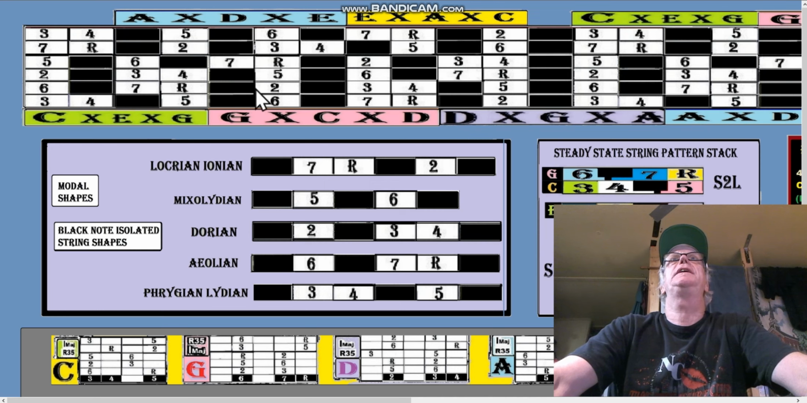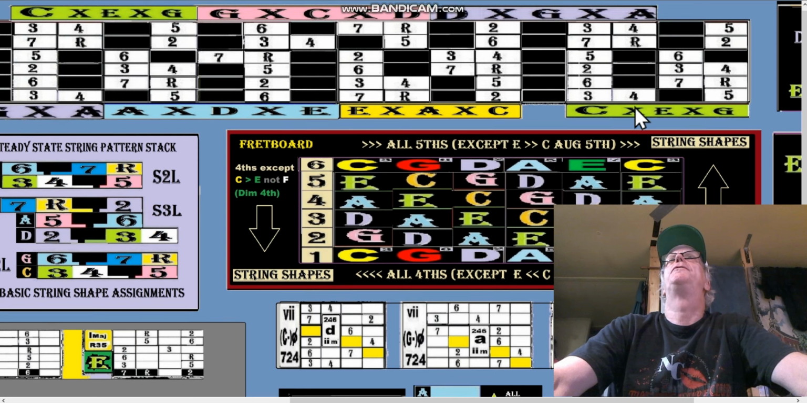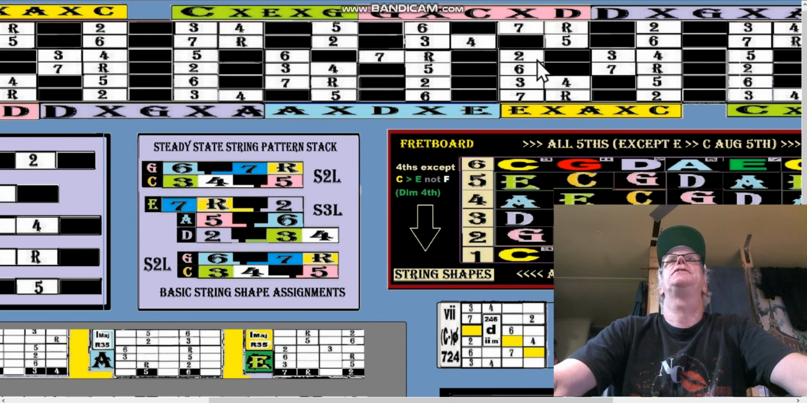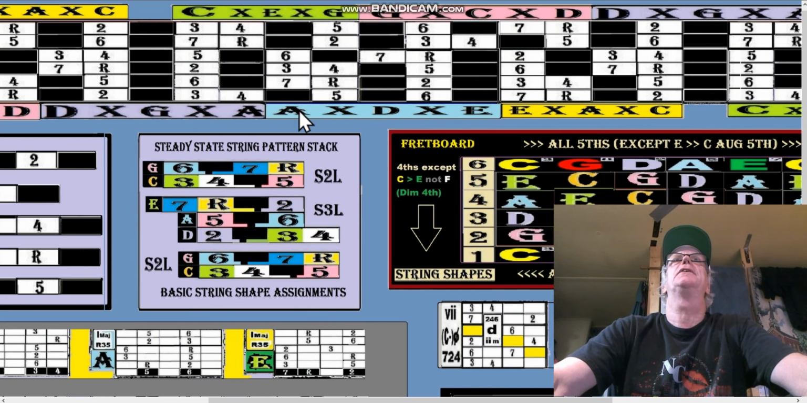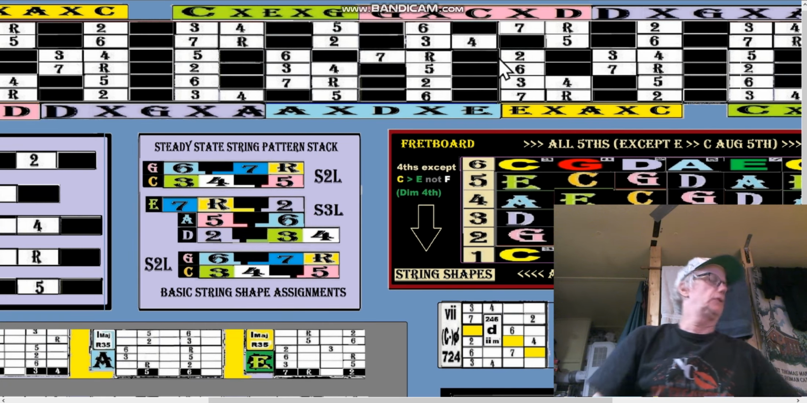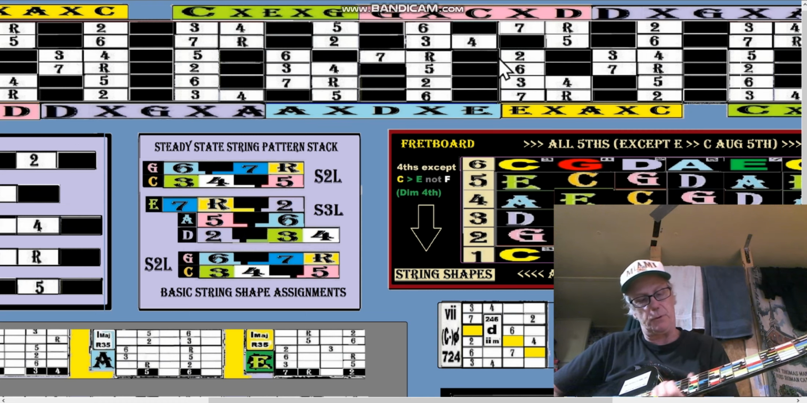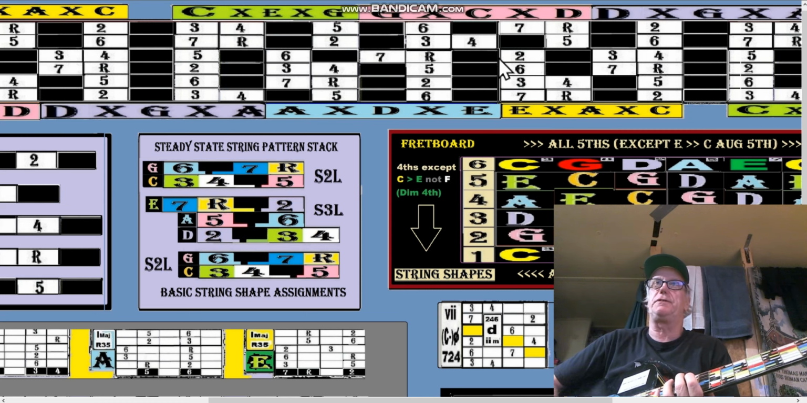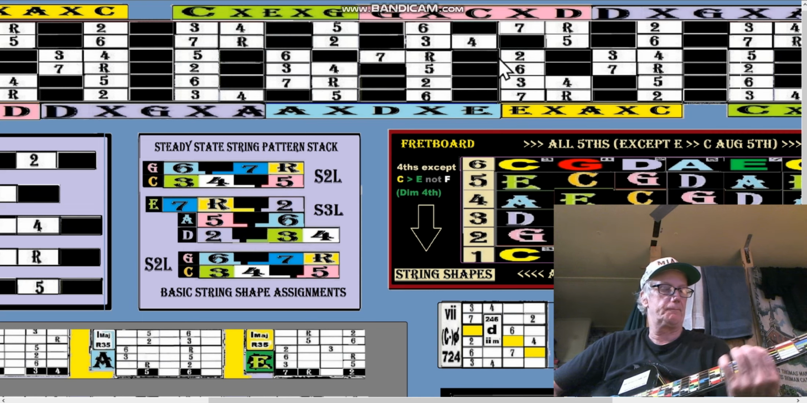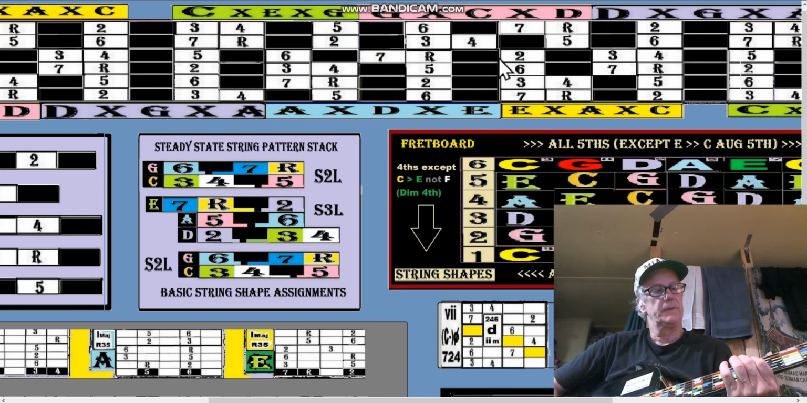Now when we're going the other direction, it's in fourths. The fourth of D is G. The fourth of G is C. The fourth of C is F, but it's a diminished fourth to a major third, which is E. The fourth of E is A. The fourth of A is D. So going down the fretboard, those isolated string fragments are in fourths now. So if I'm on the G pattern, 6, 7 root, the fourth of G is C. That kind of thing.